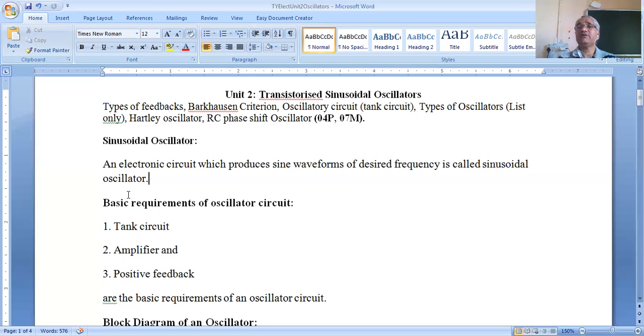So what are the basic requirements of these oscillator circuits? Basic requirements of oscillator circuits are it requires a tank circuit, or it is also called as the oscillatory circuit, then amplifier circuit and positive feedback. So these are the three basic requirements of any oscillator circuit. What are the basic requirements? Tank circuit, or it is called as the oscillatory circuit, amplifier circuit and positive feedback circuit. So these are the three basic requirements of an oscillator circuit.